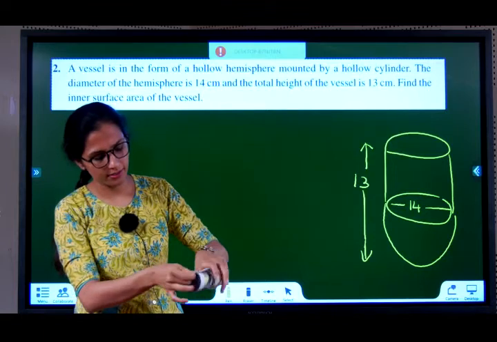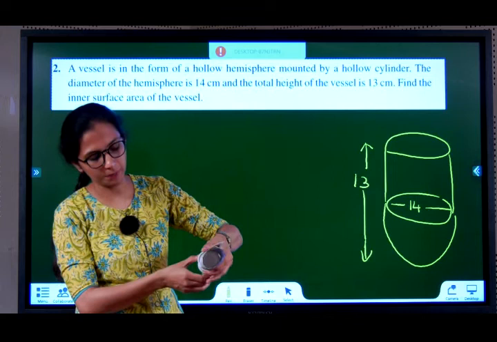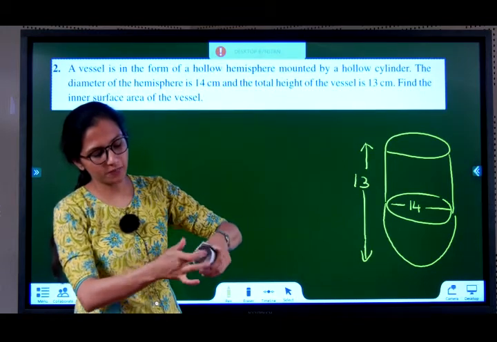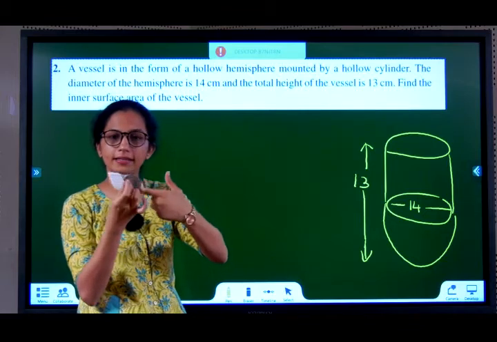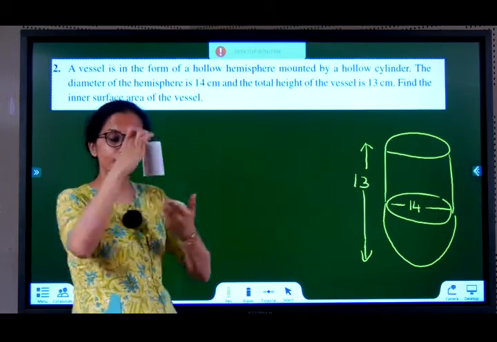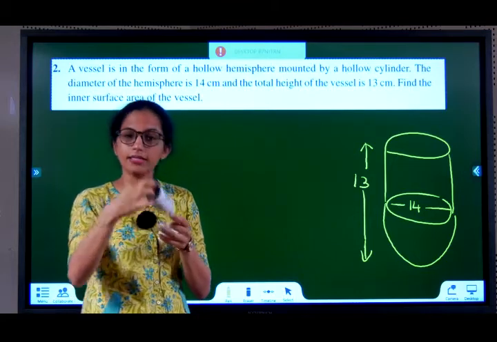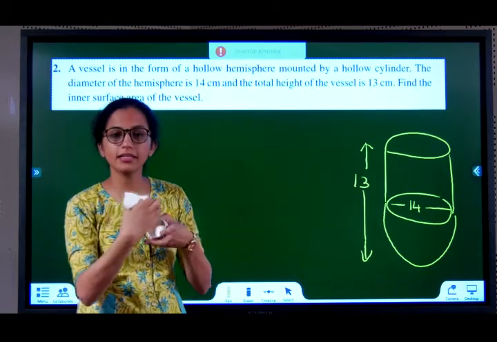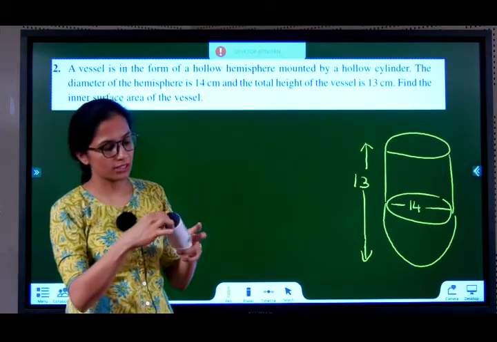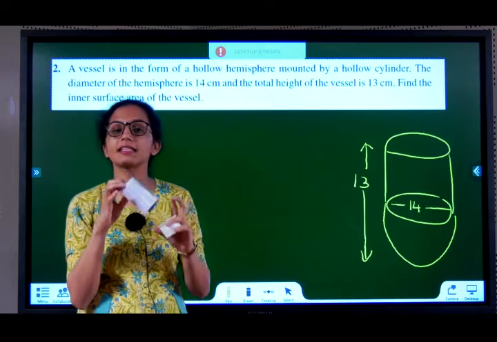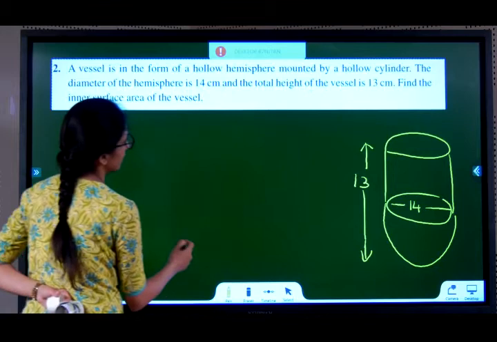So here I want to know, if I am painting the inside of this vessel, what will I have to paint? I have to first paint this part, CSA of cylinder. This whole part is CSA, agreed? If top and bottom are considered, then it is TSA. Here it is CSA. And here also it is CSA because this one's base is not there, it's hollow. So CSA of cylinder plus CSA of hemisphere.